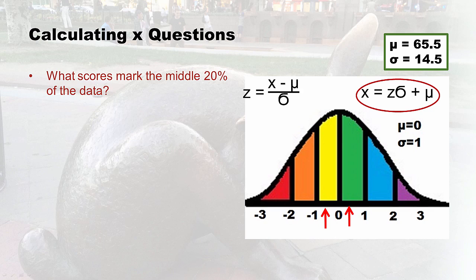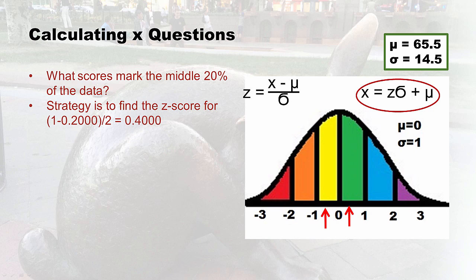Okay, now here's another challenging, hard question. What if the question on the test, or probably not in real life, but on a test, says what scores mark the middle 20% of the data? And so I put little arrows on there just to point out, well, when they say middle, they mean it's hugging the mu. It's actually assuming that there's going to be 10% on the right side of the mu and 10% on the left side of the mu.